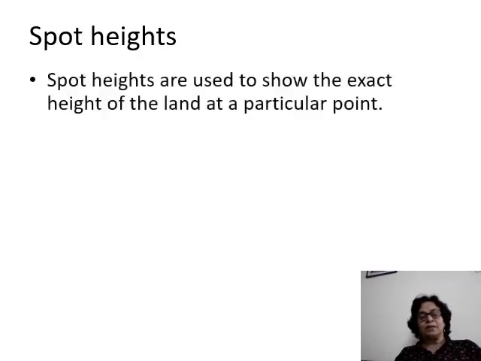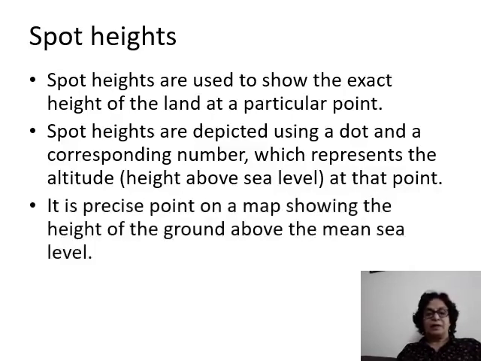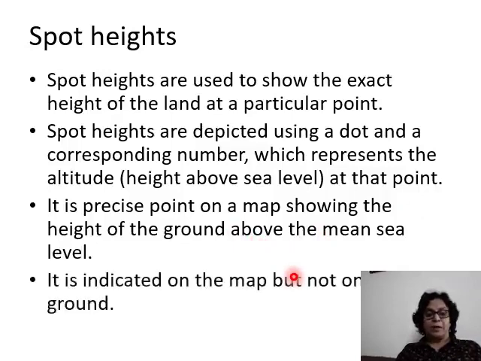So spot heights are the heights which show the exact height of the line at a particular point. That is why we use the term spot height, where in the map a dot is given and a number is written alongside that. So it represents the spot height. It is the exact height or the precise point which is showing the height above the mean sea level. It is indicated on the map but not shown on the ground.